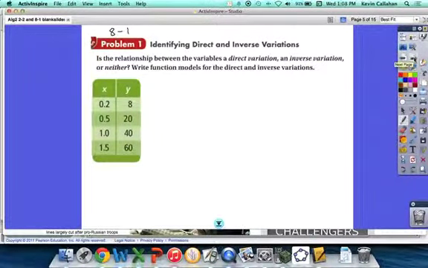How about these? As the x's are getting bigger, looking under this column, the y's are getting bigger. So if it's anything, it's a direct variation. So in order to tell for sure, I know a direct variation, y equals kx.